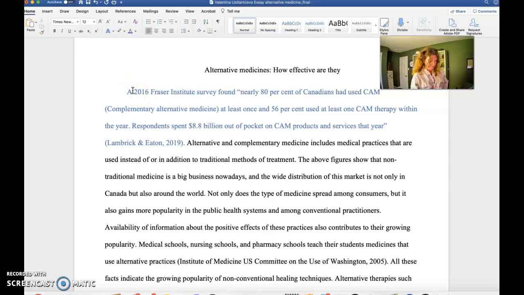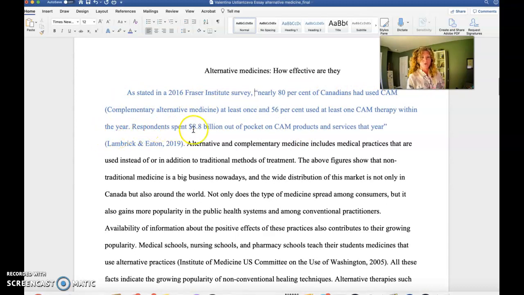Or as stated in a 2016 Fraser Institute survey, go backspace, here we go. Nearly 80% of Canadians, they give the nice quote. Notice here, there's no comma. Start brackets, last name, comma, year. All right. And I bet you if I checked in the reference page, I would just look for L and I would find it. Okay. So here's my interesting statistic.